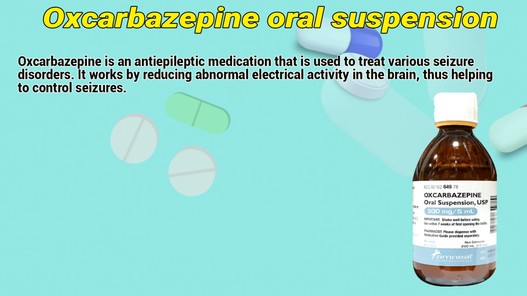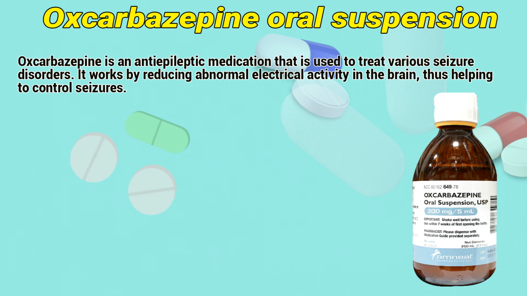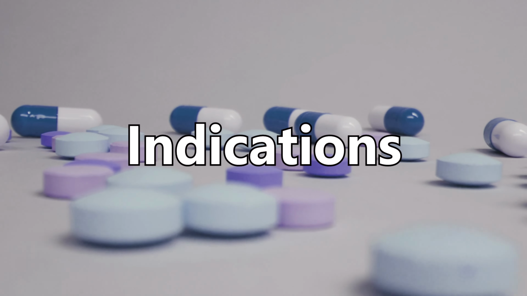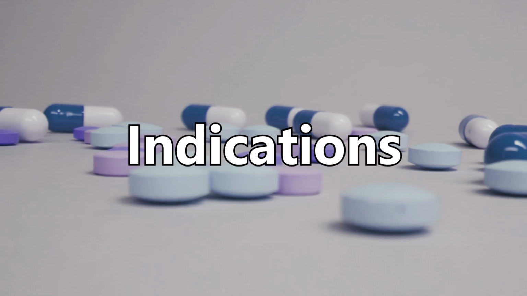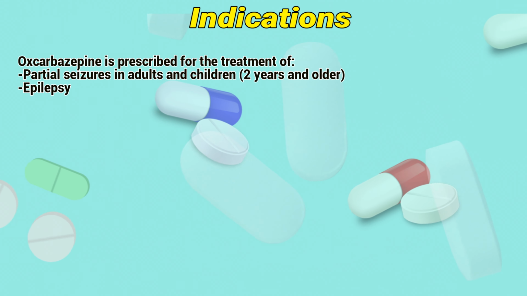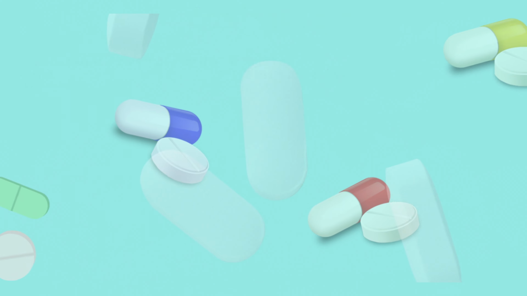Oxcarbazepine is an antiepileptic medication that is used to treat various seizure disorders. It works by reducing abnormal electrical activity in the brain, thus helping to control seizures. Indications: Oxcarbazepine is prescribed for the treatment of partial seizures in adults and children 2 years and older, epilepsy.